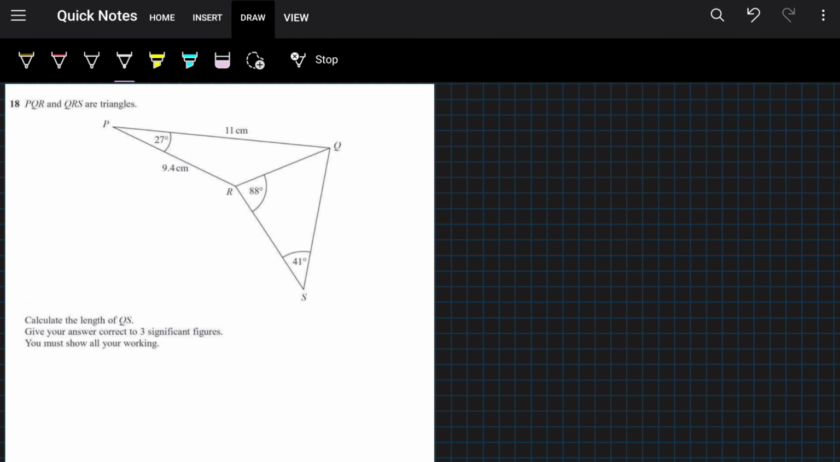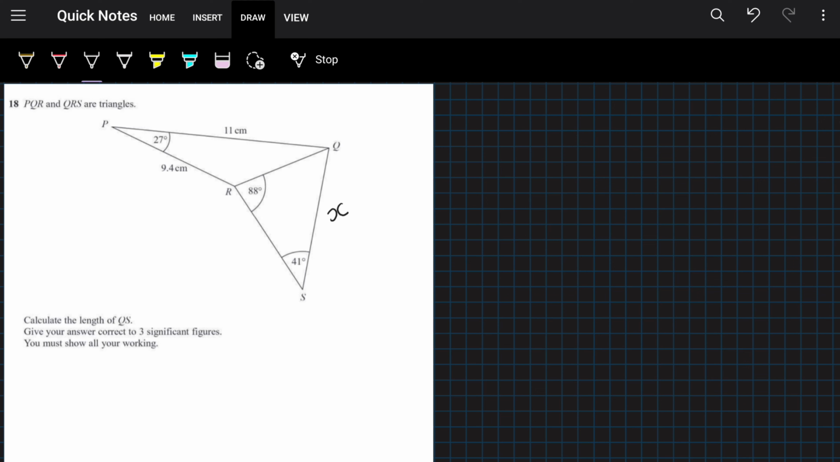Let's move on to question 18, and it is worth 4 marks. We are told that PQR and QRS are triangles. Calculate the length of QS. So first label QS as x, so we want to find that length. Give your answer correct to 3SF, and you must show all the workings.